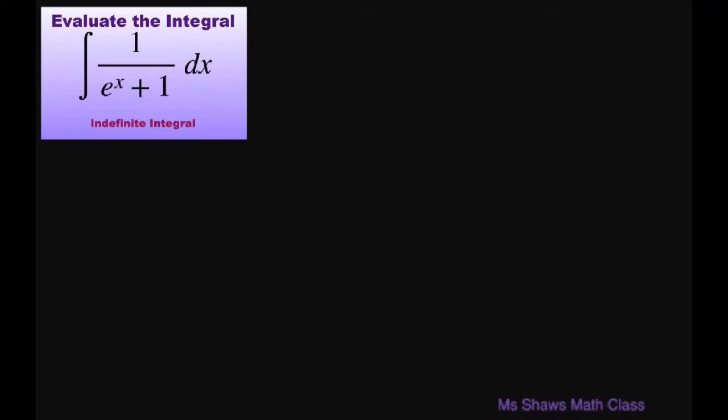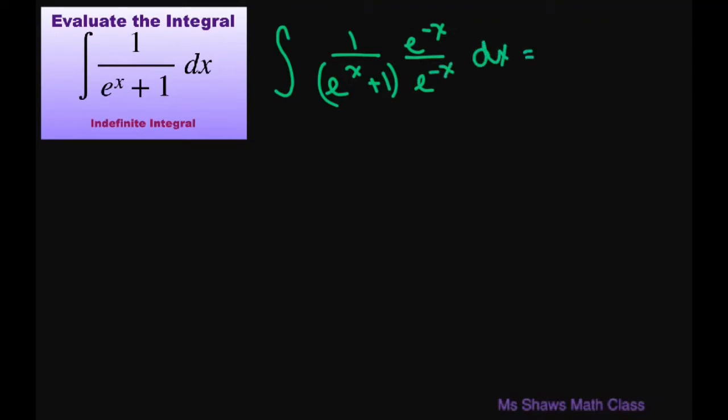And one technique is to take your integral of 1 divided by e to the power of x plus 1 and multiply my numerator and my denominator by e to the power of negative x, because that just equals 1, dx. Now this would give you the integral of e to the power of negative x, and then when you multiply these two you get 1 minus e to the power of negative x dx.